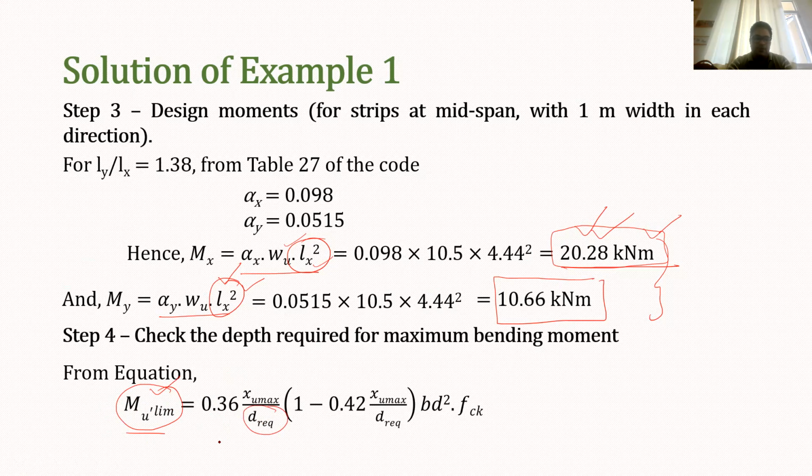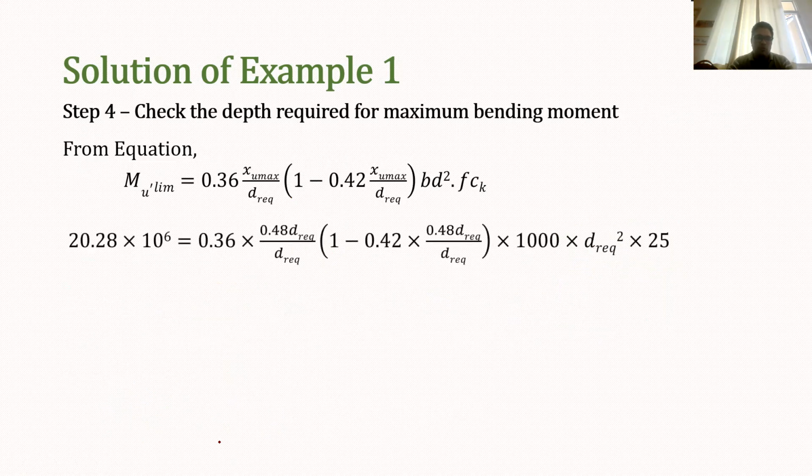So here, putting all the values, xumax is 0.48 D, which we already know in this case. So putting all the values here, D required will be cancelled out with this, will be cancelled out with this.